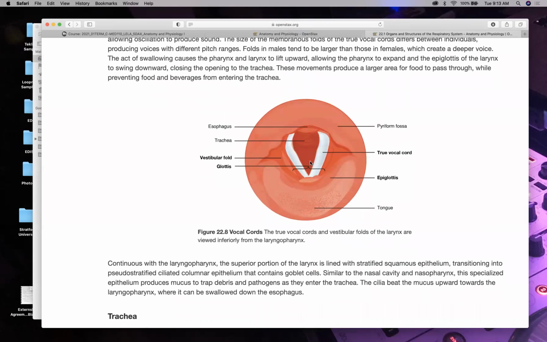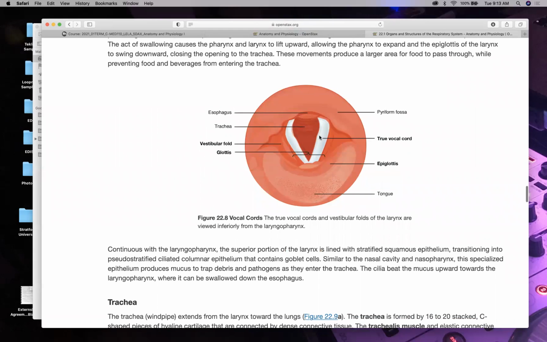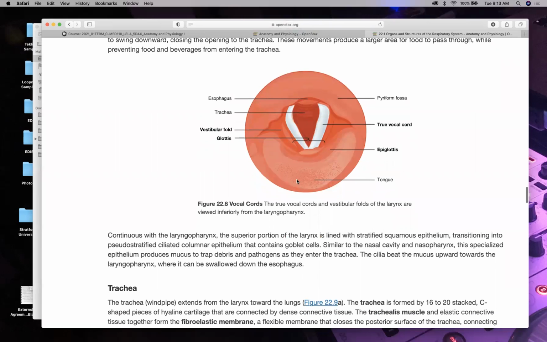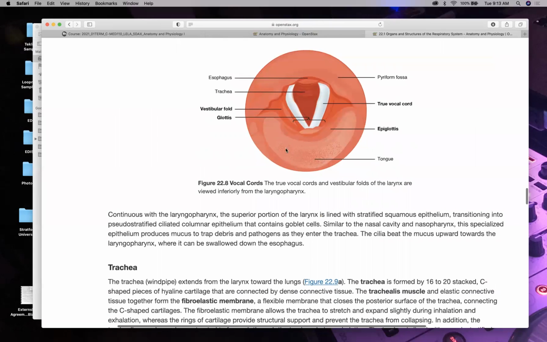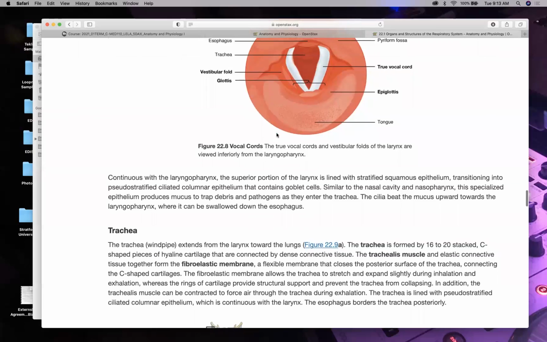Here are some vocal folds. When you're speaking, the more air you rush through it, the louder it gets, and the less air, the softer it gets. You can easily see that if there's cancer or damage here, it will significantly affect your ability to speak.